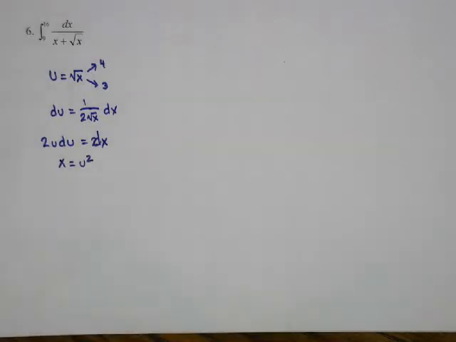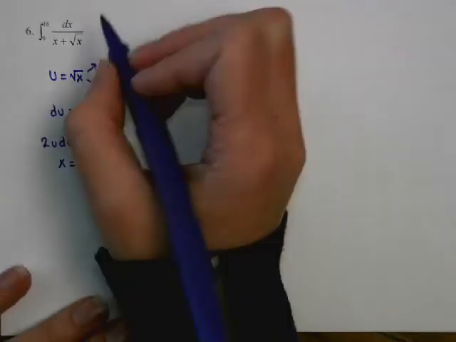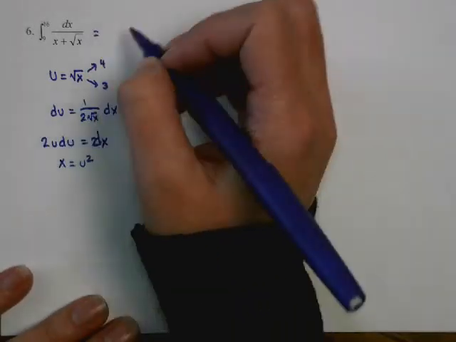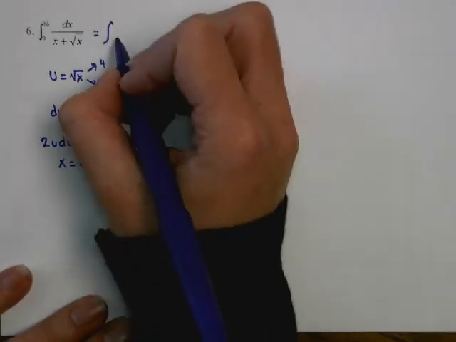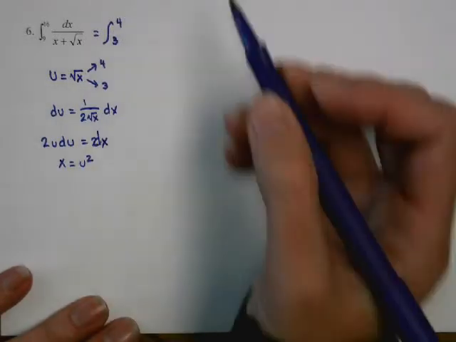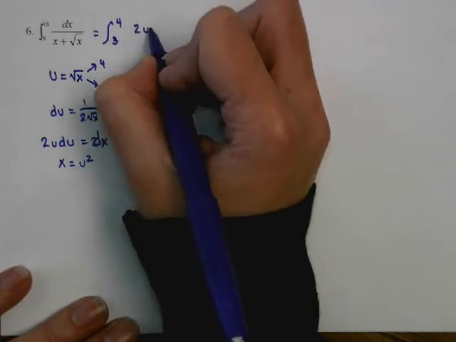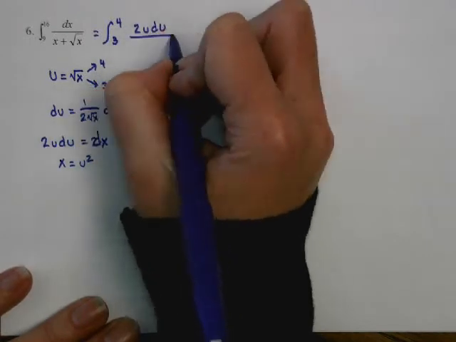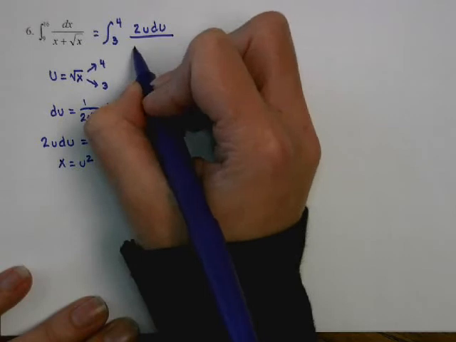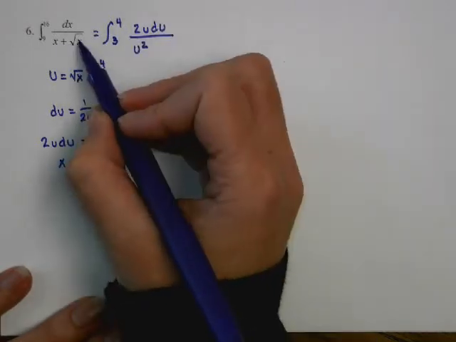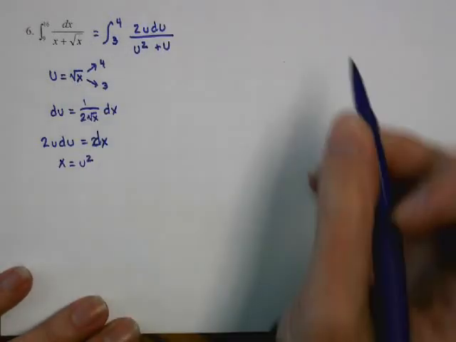Now again, you may pick a u and it makes it simpler and great. You may pick a u and it didn't help you. So be flexible on these. They take a little practice. Dx is 2u du. X is u squared. Square root of x is u.